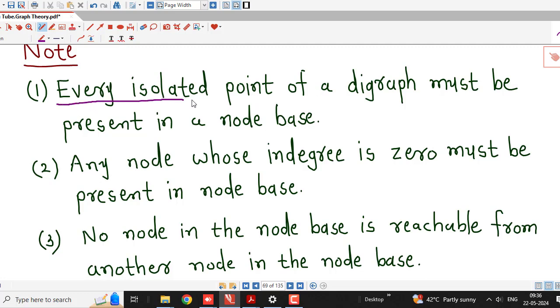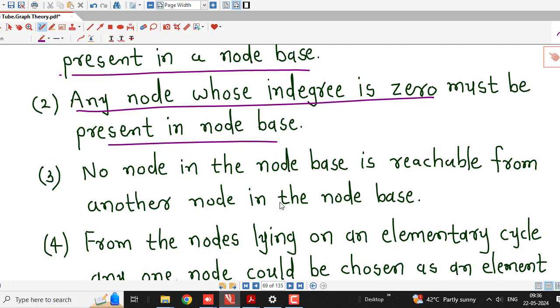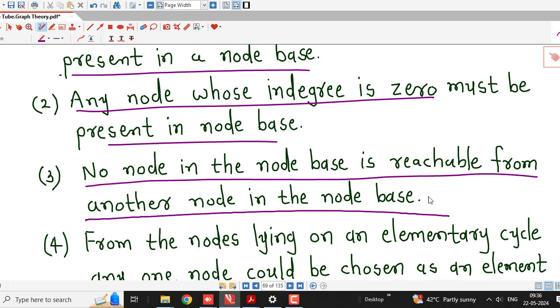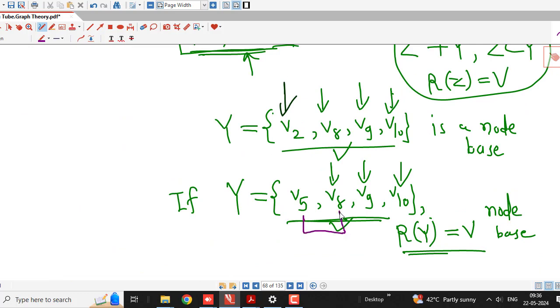What we will take care of is that every isolated point of a digraph must be present in a node base. Any node whose in-degree is 0 must be present in the node base. This is important. If we are writing vertices in the node base, then no vertex in the node base is reachable from another node in the node base. Here, if we consider these 4 vertices, then no vertex is reachable from another vertex.